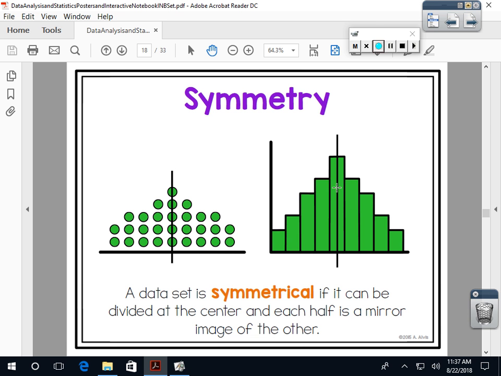Same thing with this histogram. See how the different levels are identical, like their mirror image on both sides? Well, when divided at the center, you'll need to put when divided at the center, it would have to be the same on both sides.